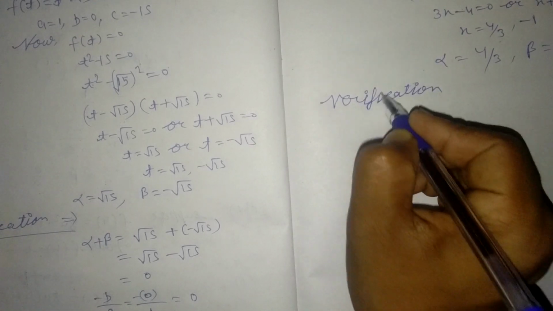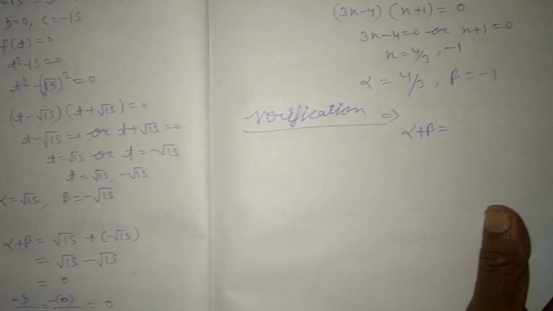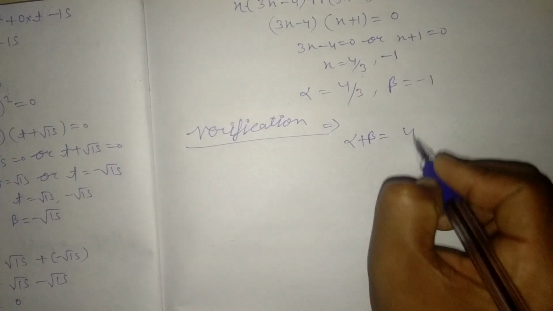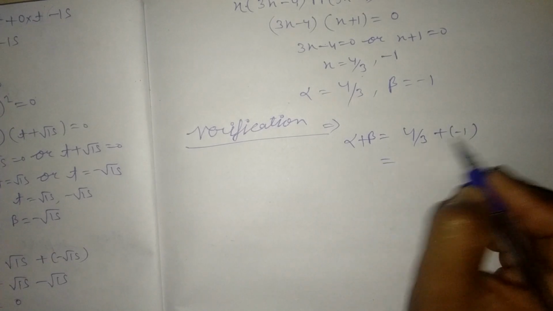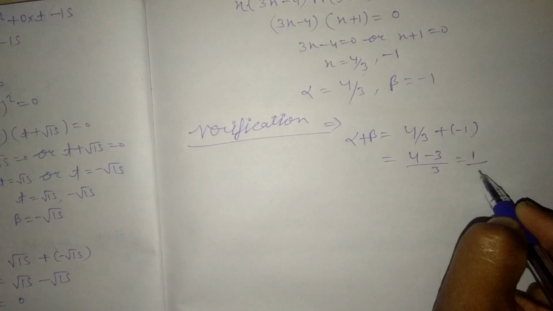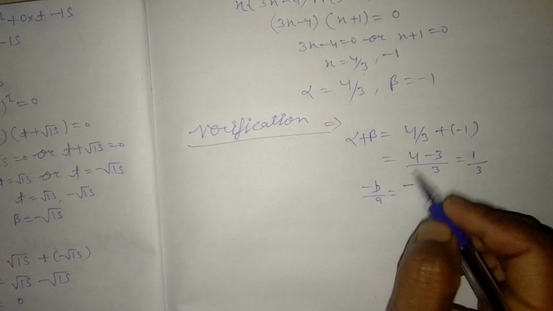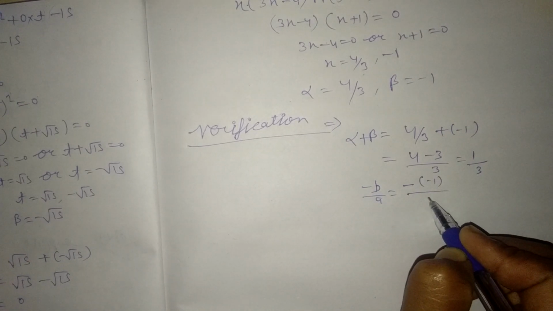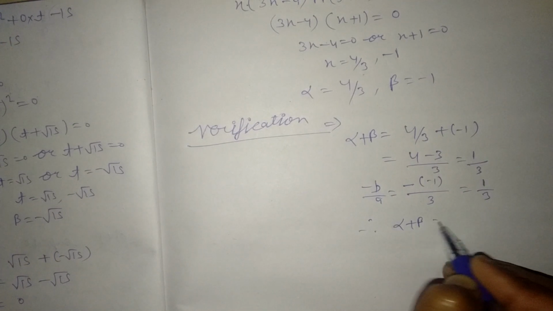Okay, so next we have to do the verification. Now first condition, alpha plus beta should be equal to minus b upon a, and the second condition, alpha into beta should be equal to c upon a. Now look, 4 upon 3 plus minus 1. Okay, now solve this. Whenever you solve, you will get 4 minus 3 upon 3, that means 1 upon 3, and also minus b upon a, you will write minus b. What is the value of b? You can say the value of b is minus 1, and the value of a is 3. You will get 1 upon 3. Therefore you can write here alpha plus beta is equal to minus b upon a.